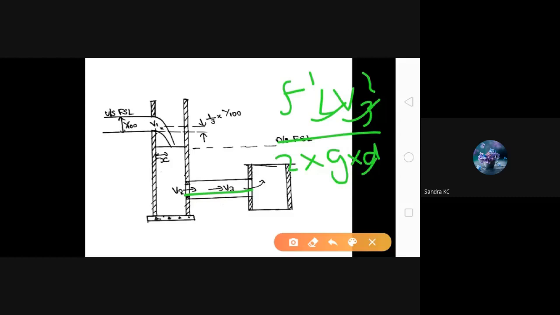Then the value of V3 is 1.27. D is 1 meter. Okay, then what's the value of head loss in pipe length?